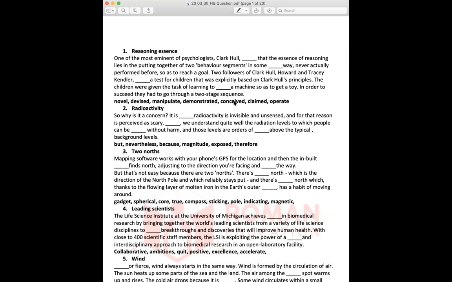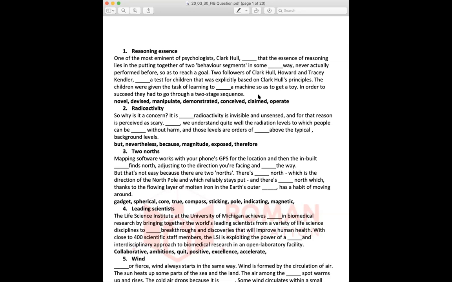Now, one of them is the right answer. So which one should I pick? For that, I use my logical sense. The essence of reasoning lies in putting together of two behavior segments. Devised is usually used when you're talking about strategies, methods, and so on. Demonstrated is used to show something, and that's definitely not what he's doing here, because he's not actually showing anything. Then we have conceived, which means to receive, to get something, and that will not make sense here. So the only possible answer is claimed. That means he said something and he claimed about it.